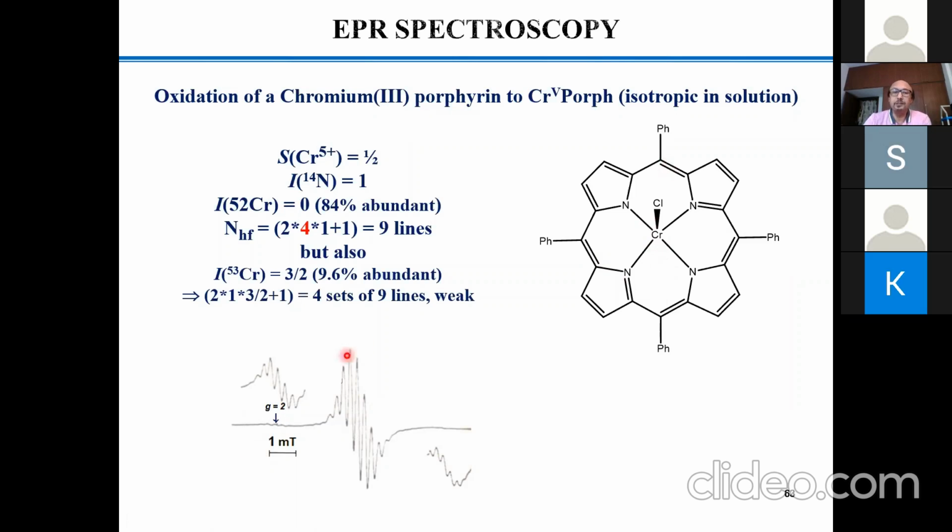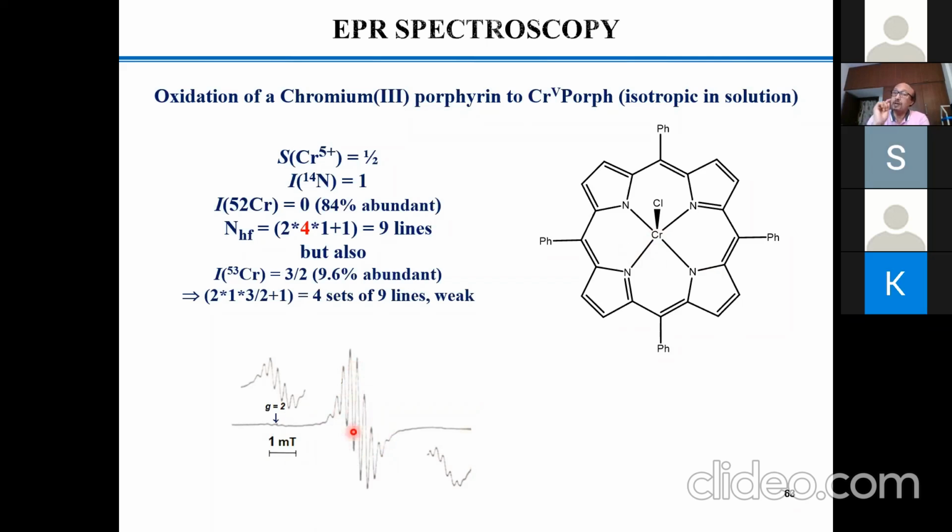You will have a chromium based one line, that you will never miss. This one line would be further split by the 4 nitrogens which are directly bonded. These are all covalent bonds, so you won't miss it. Nitrogen is 100% abundant. So 2 into 4 into 1 plus 1, 9 lines, right? The primary line coming out of this chromium would be split into 9 lines. You could see there are 9 lines over here.